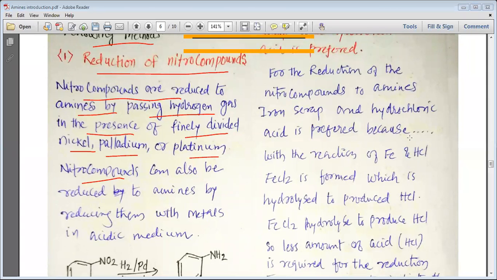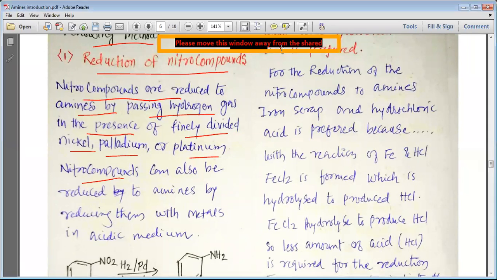So which are the catalysts? The finely divided nickel and platinum or palladium.